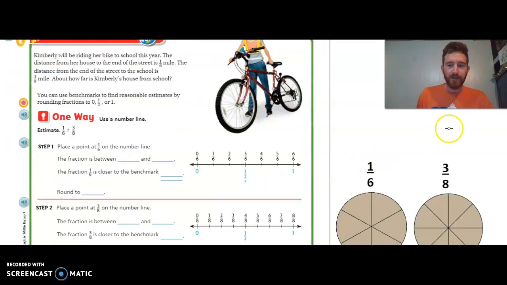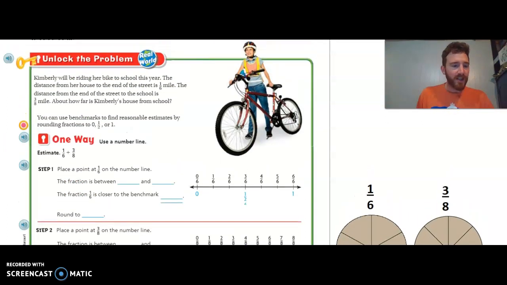So let's talk about this first problem. It says Kimberly will be riding her bike to school this year. The distance from her house to the end of the street is 1/6 of a mile, and the distance from the end of the street to the school is 3/8 of a mile. So our question is about how far, notice that word about, how far is Kimberly's house from the school. Okay, so it says we can use benchmarks to find reasonable estimates by rounding fractions to 0, 1/2, or 1. Okay, this is the big skill we're going to work on today.